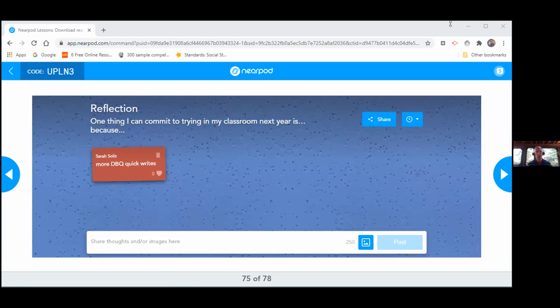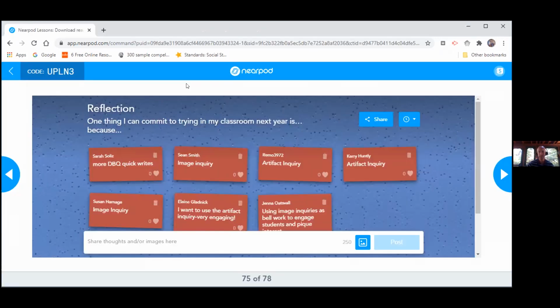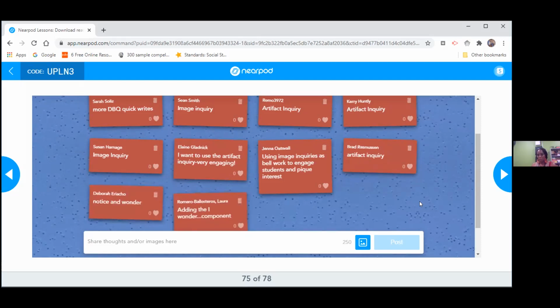Yeah, quick writes. I love the quick writes. Image inquiry, artifact inquiry, yes. Bell work. I like the idea of getting the students started with it, using the bell work. I did it every day. Pique that interest, yes. That's motivating, right? Notice and wonder. Yep. Notice and wonder.